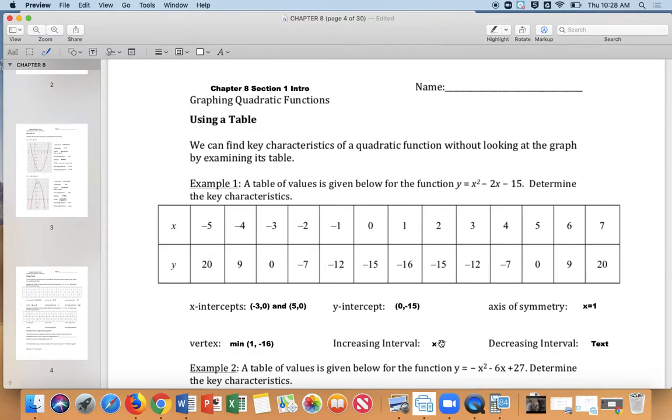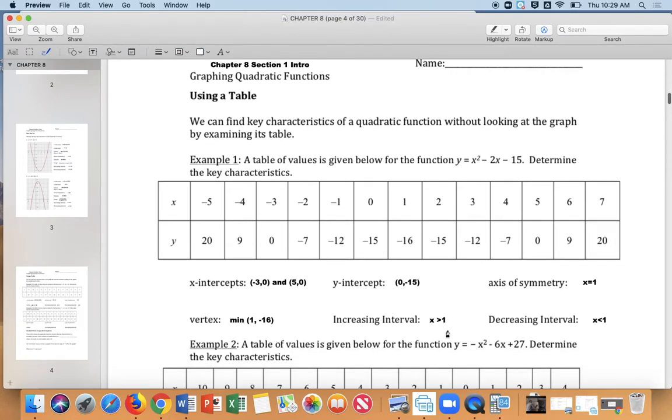So x is greater than or equal to... Okay, I tried, so we're just going to leave that. Just know this should not have a line under it, my bad. So the increasing interval is where x is greater than 1, and the decreasing is where x is less than 1. So there we go, sorry about that. There is no line under this.